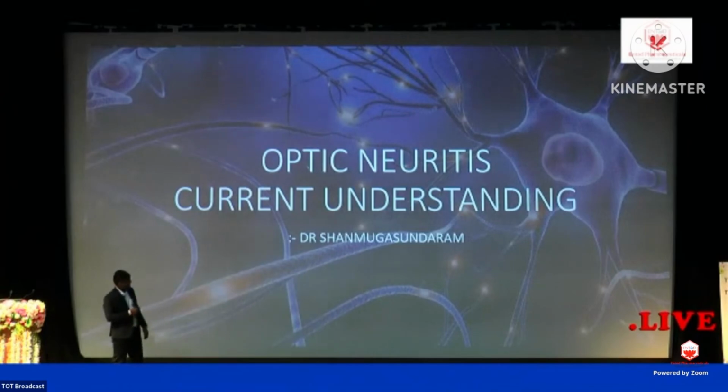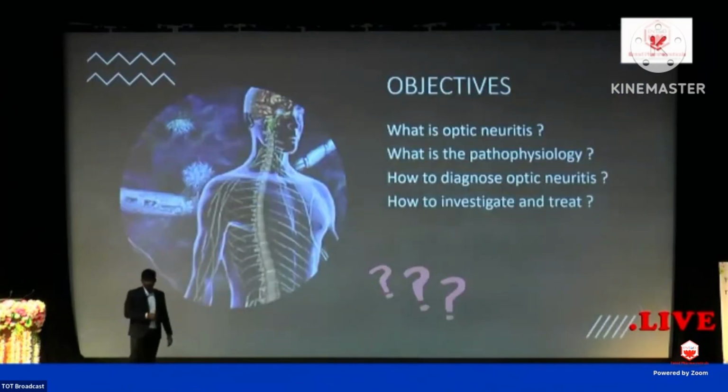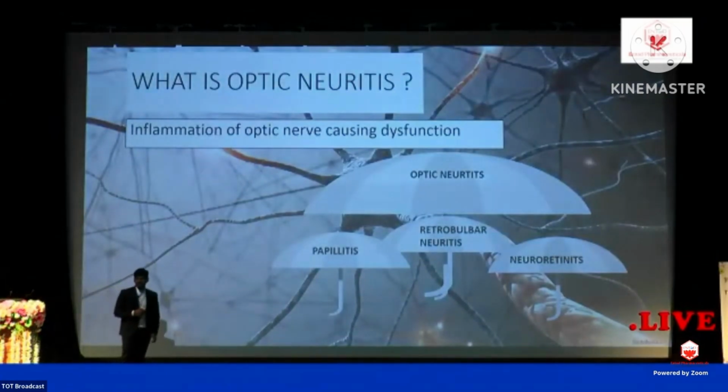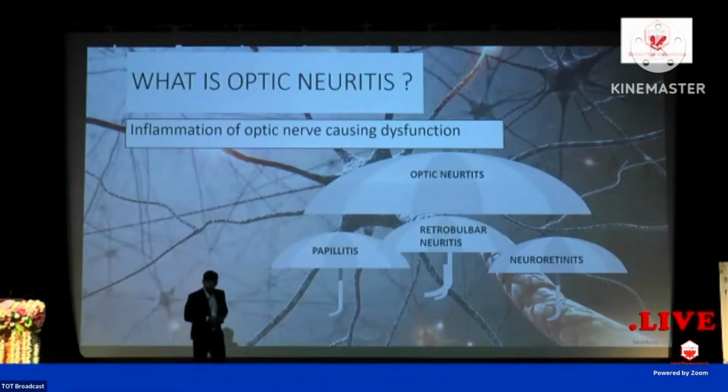Today we are going to speak about optic neuritis. By the end of the class, we will come to know what optic neuritis is, what the pathophysiology behind it is, and how we are going to diagnose and treat it. So, optic neuritis is inflammation of the optic nerve, which is causing dysfunction. First of all, under optic neuritis, we will see retrobulbar neuritis, papillitis and neuroretinitis.